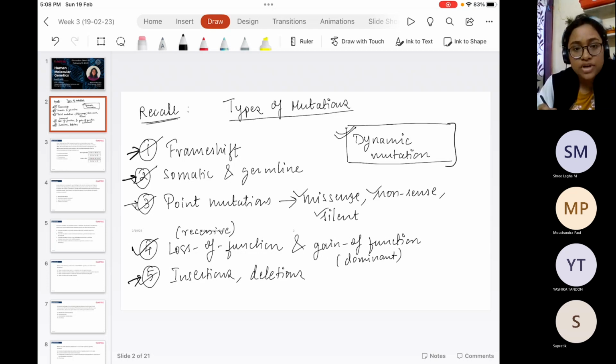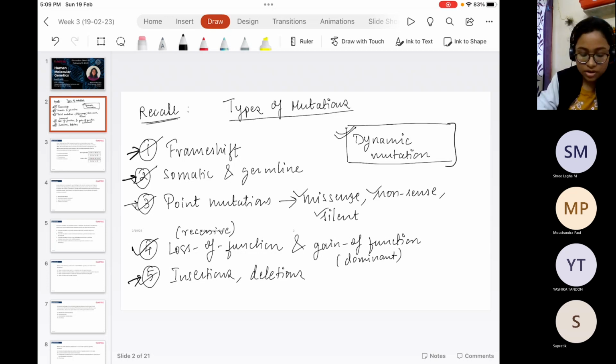So in dynamic mutation, what happens? A repeat sequence, the number of repeats, it multiplies as it is passed on from one generation to the next generation. So it is also called repeat expansion. Dynamic mutation is also involved in the anticipation kind of inheritance, which we saw in last week's discussion in week 2. What is anticipation, right? In those kinds of disorders, dynamic mutation is often seen to play an important role.